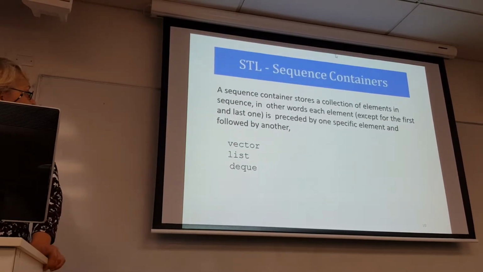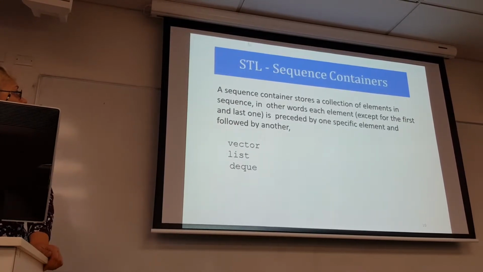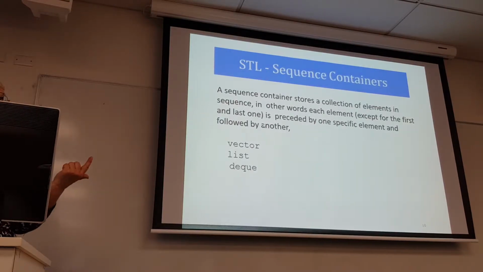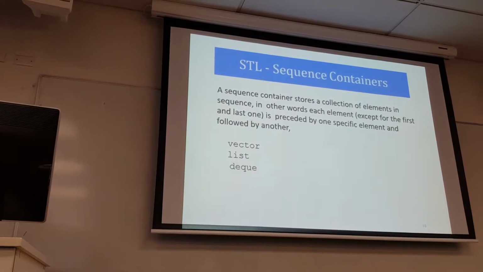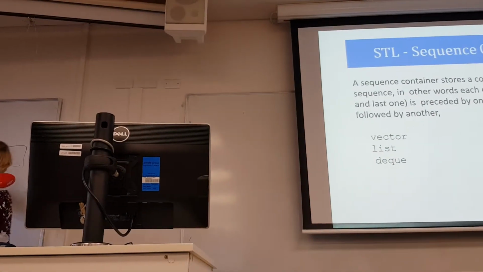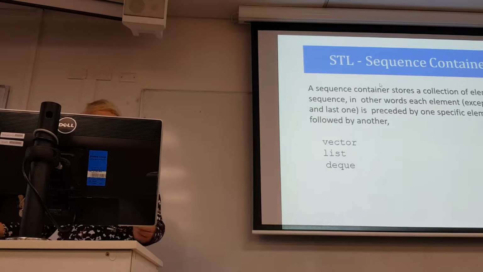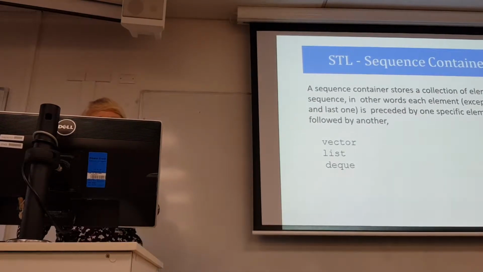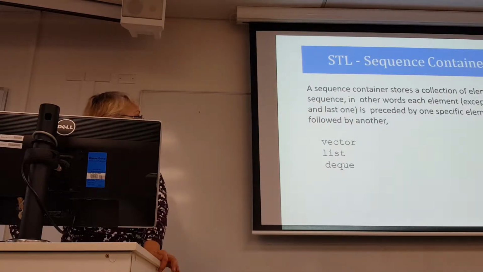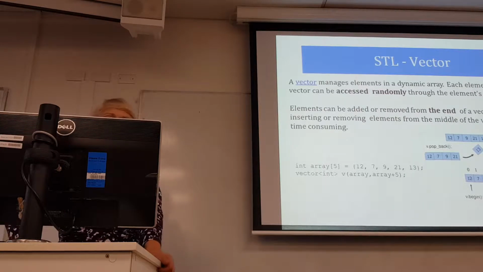In terms of sequence containers, we will look at vector, list and double-ended queue. So, as you can see here, sequence means elements stored one after the other. Of course, the first one doesn't have anything in front, and the last one doesn't have anything after it. But other than that, each element has a predecessor and a next element. And these are the three main containers we are talking about.